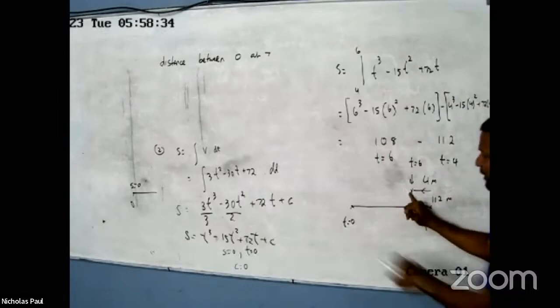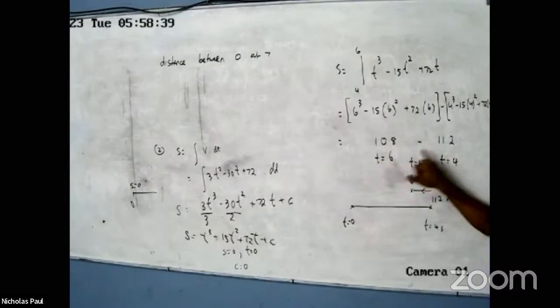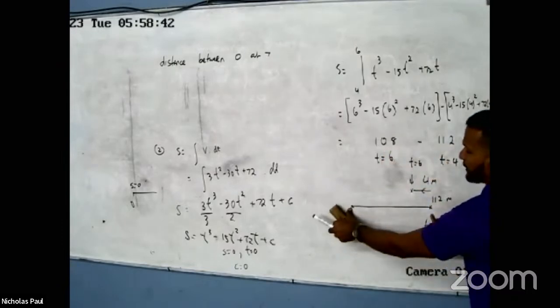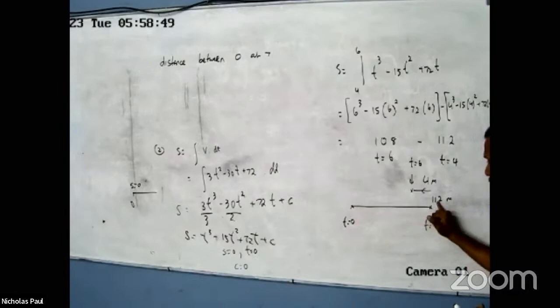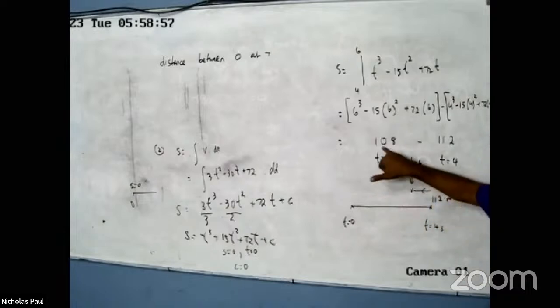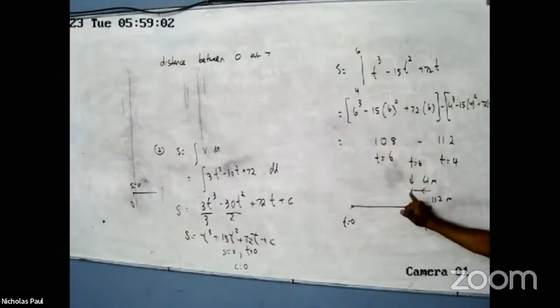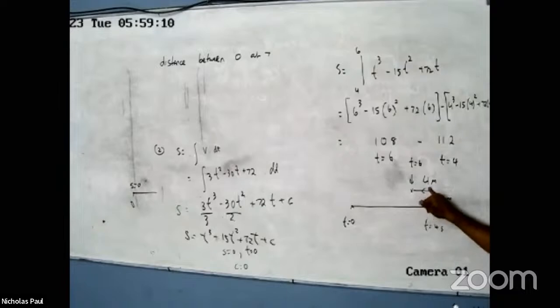So at 6 seconds, how far away is he from the starting point? That's this value here. From 0 to 4 seconds, that's how far he is from start to finish. Remember, you're trying to find the total distance traveled. So from here to here, you traveled 112 meters. At 4 seconds, we change direction. How do we know that? Because this displacement is smaller. So you change direction for 2 seconds, then you stop at 6. The total distance traveled so far is 112 plus 4, which is 116.